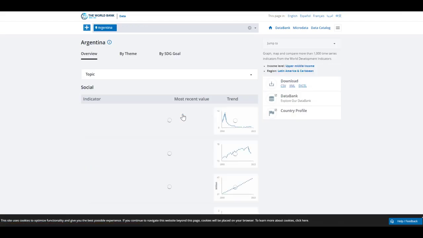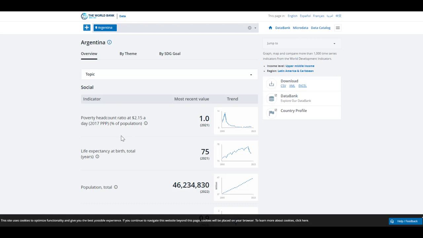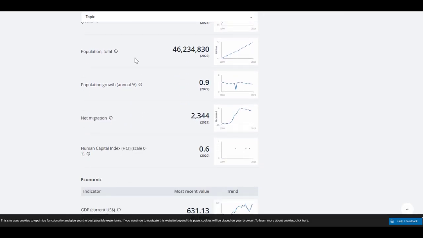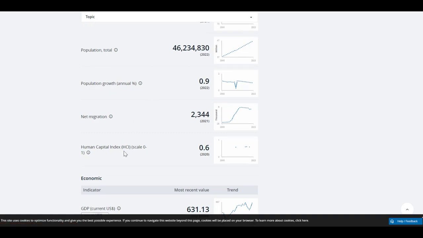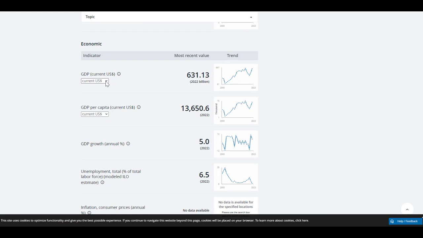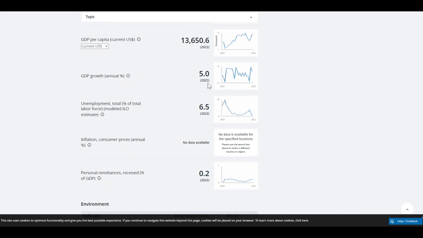What this does is give me all sorts of indicators and trends that I can look through. These are social indicators of poverty, life expectancy, population growth, all sorts of information. There's the human capital index, and there's another page that will explain that. Here's your GDP, and they put that in US dollars, your GDP per capita, your annual GDP growth. This takes it through several years, and you can look and see where it started in 2000 to where it is now. So it gives you a good 20-year span, and you can see the ups and the downs.